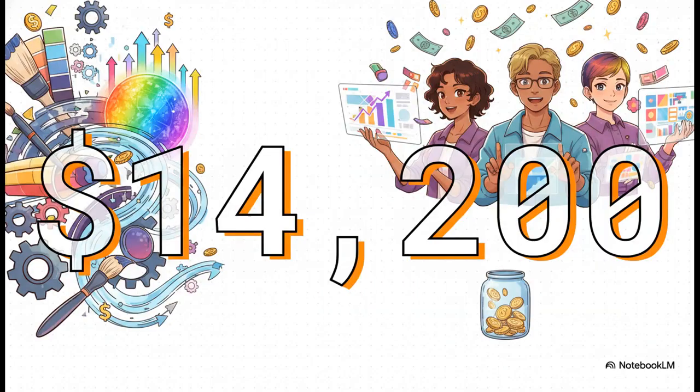And here is what that efficiency looks like in actual dollars. $14,200. Gartner found that teams implementing these structured mathematical color workflows save $14,200 annually per designer, entirely from cutting out revision time and trial and error prompting.